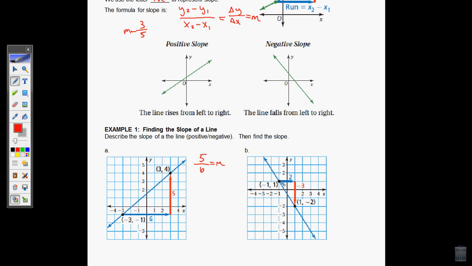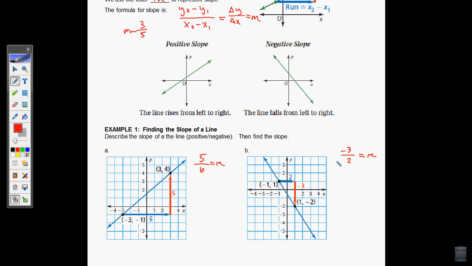How about this one? On this one, the graph rises -3. I mean, it technically doesn't rise at all, it goes down. But the rise is a rise of -3. And the run is 2. It goes over 2. So the slope there is -3/2.